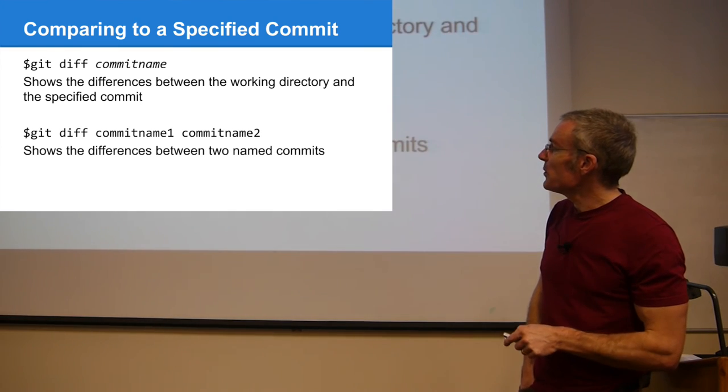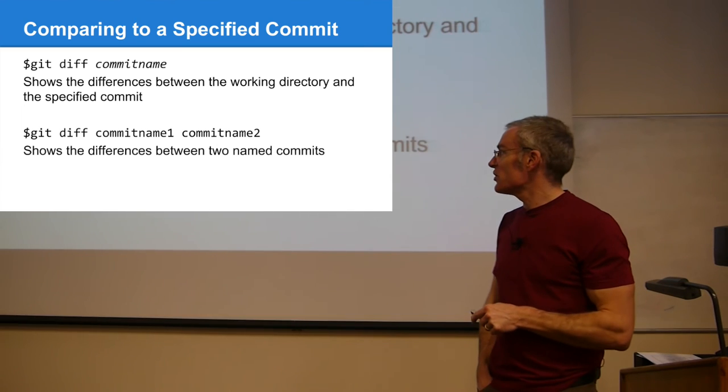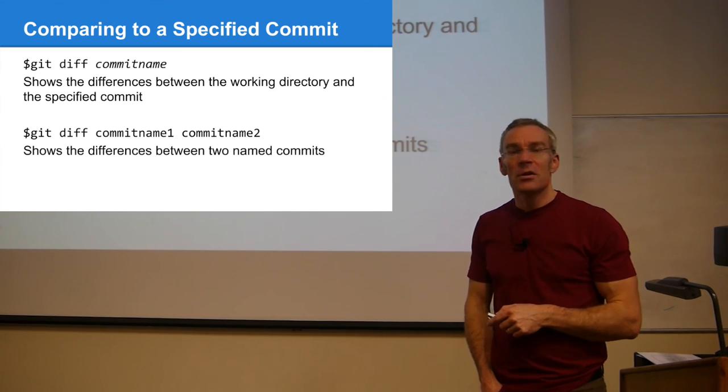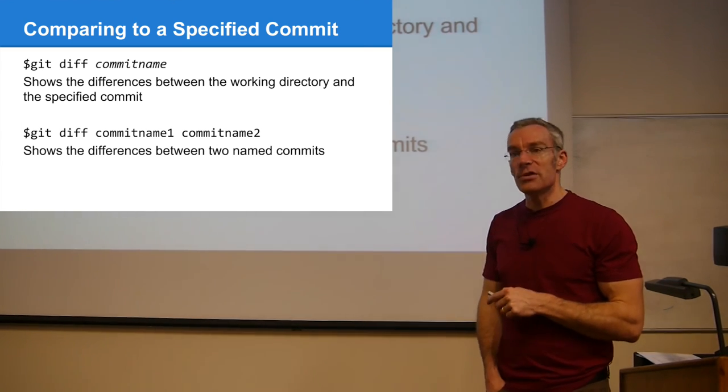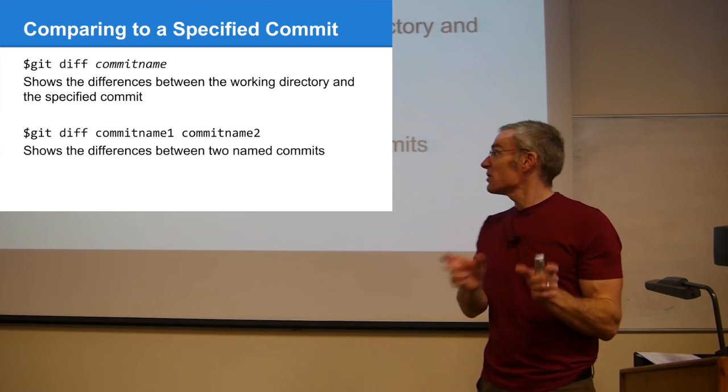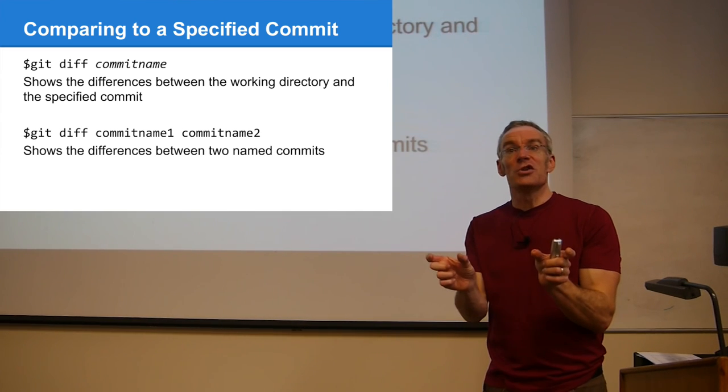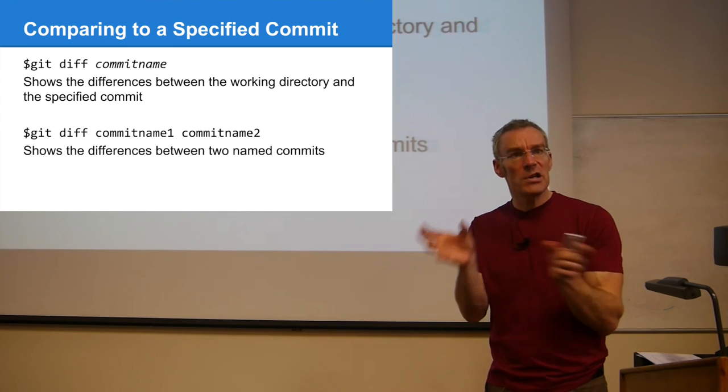Oh, and third one is if you put two commit names, you can put dot dot in the middle there if you want to. It'll show you the differences between two different commits. So you put the two commits in, and it shows you what the changes are between them. So again, really useful command.